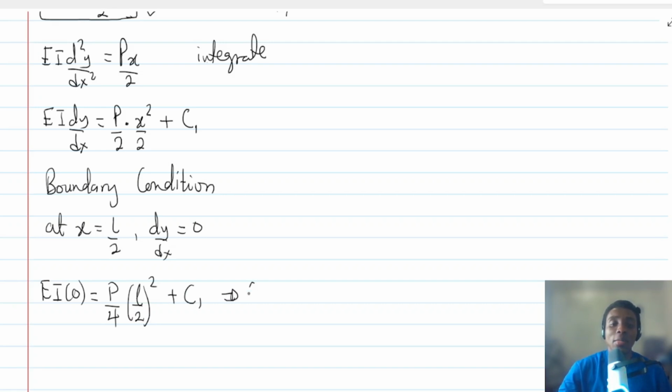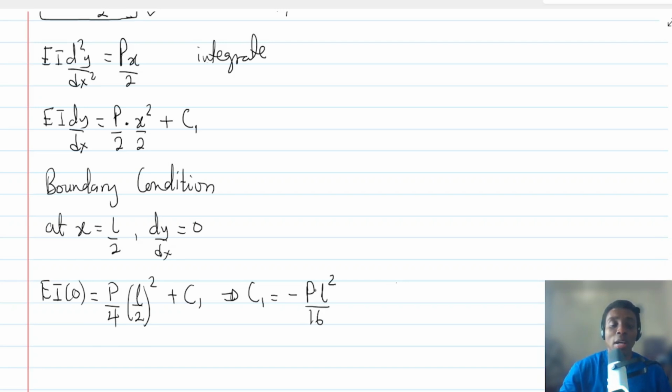Make c1 the subject, then c1 is going to be what? It's going to be minus P l squared, but you know that 2 squared is 4, and we multiply it with the 4 here, so it's going to be 4 multiplied by 4, which is 16. So c1 is minus P L squared over 16.